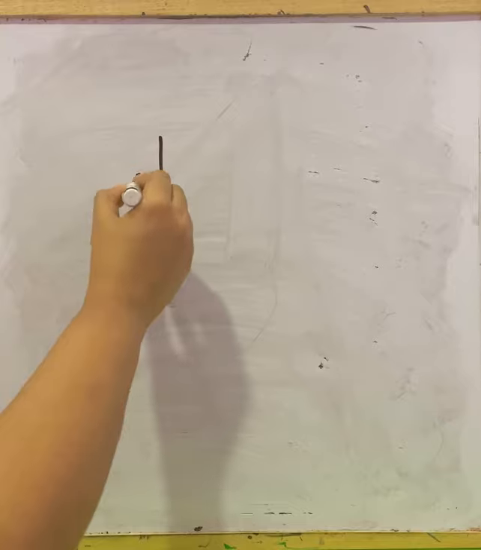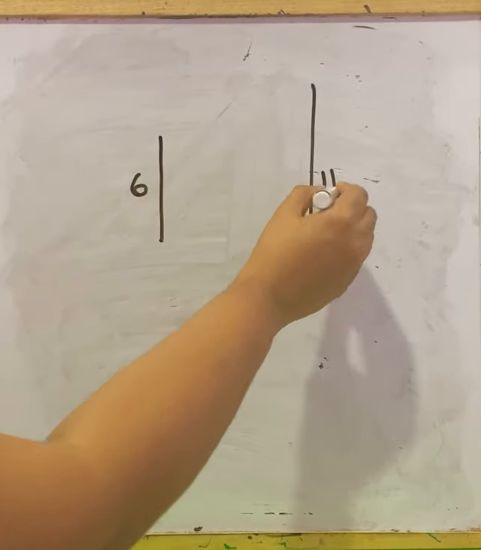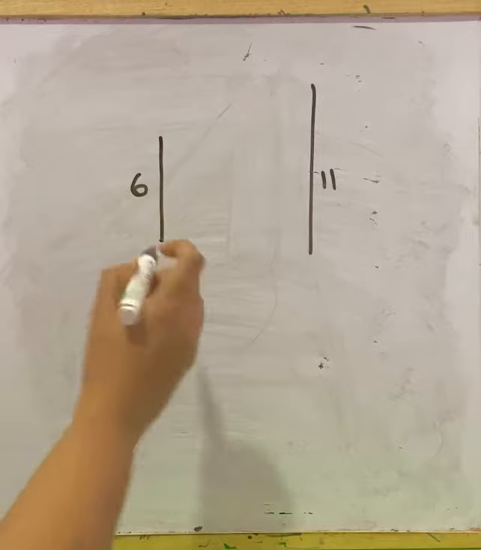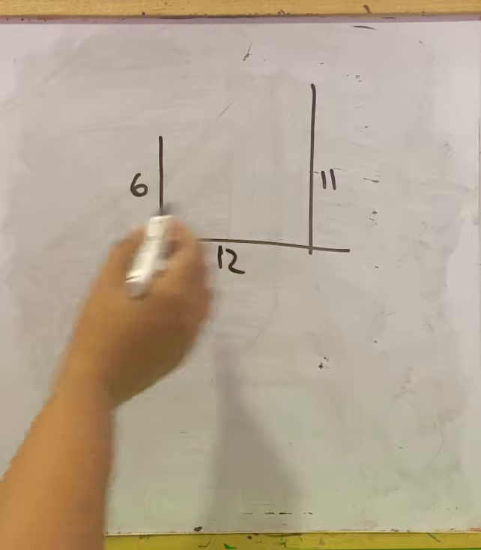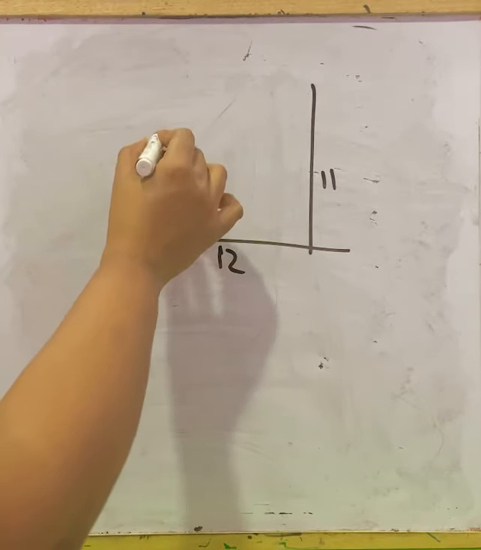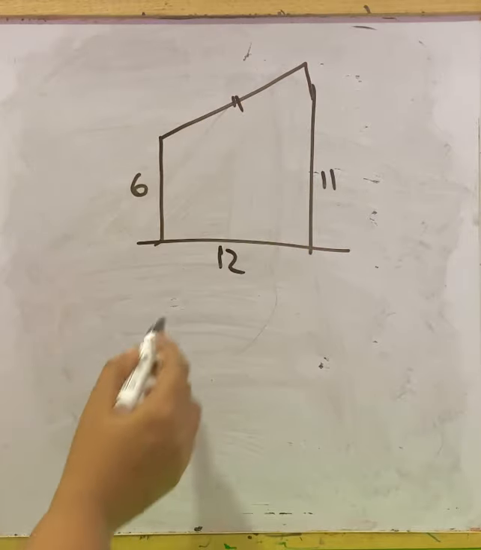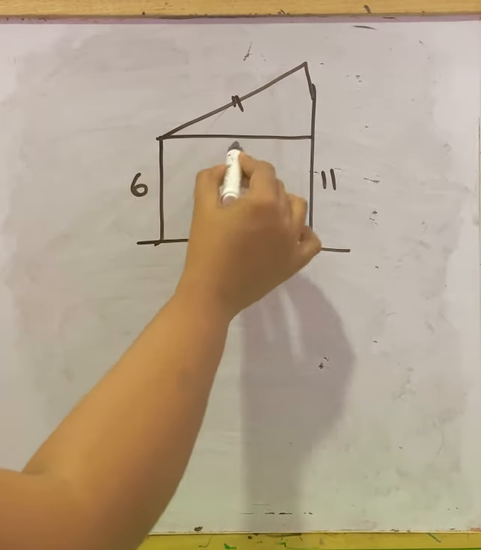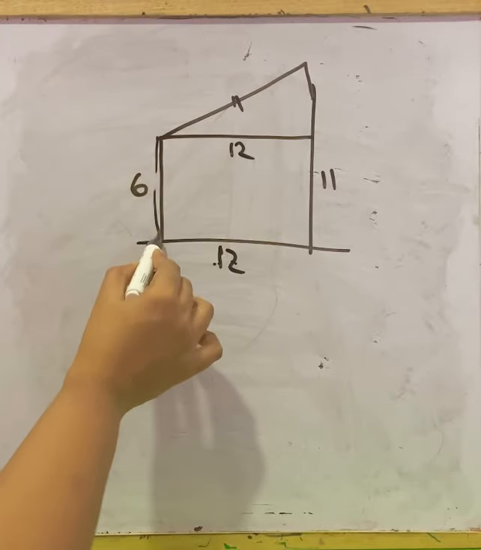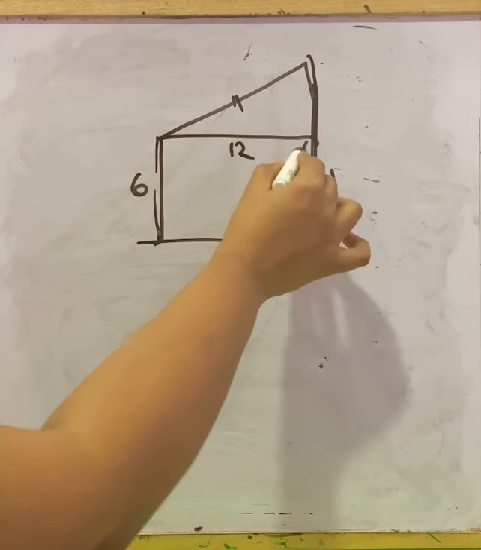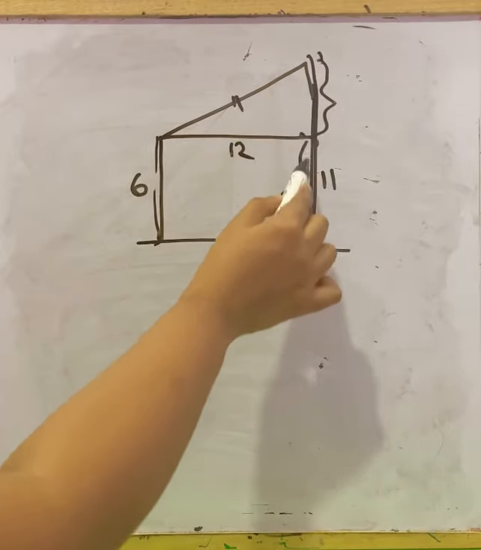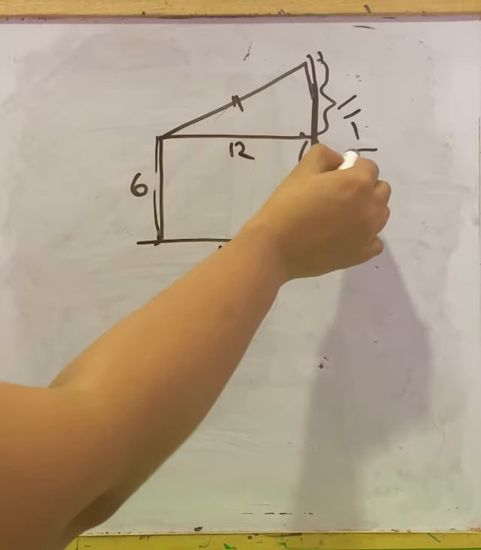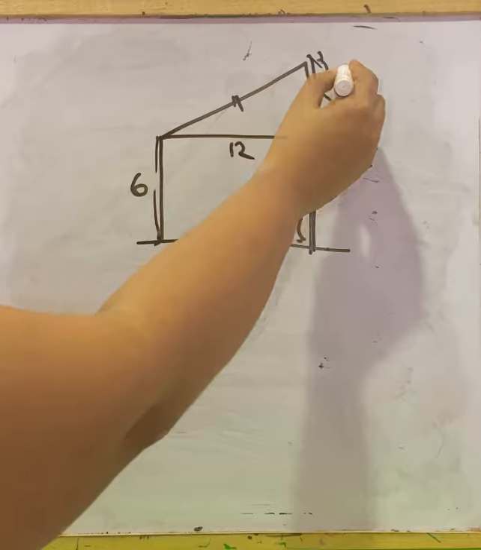Next question. Two poles of height 6 meter and 11 meter stand on a plain ground. If the distance between the feet of the poles is 12 meter, find the distance between their tops. You have to find this distance. So if here it is 12, here also it will be 12. Now if this length is 6 and the total is 11, we know this much is 6. So how will you find this length? The total is 11, this much we have 6. So 11 minus 6, you will get this length. 11 minus 6 is 5.